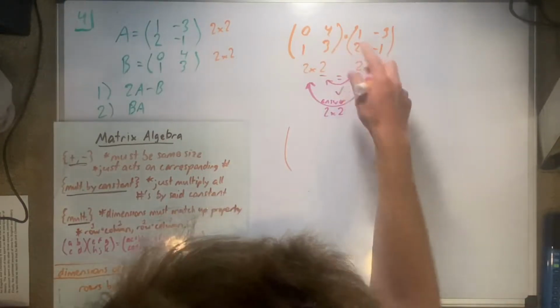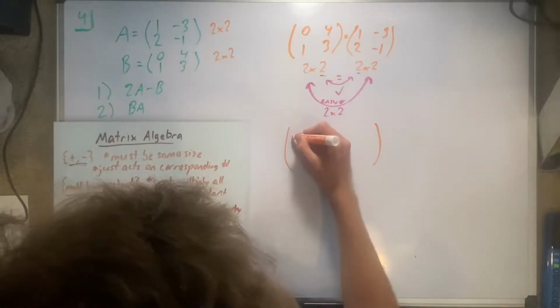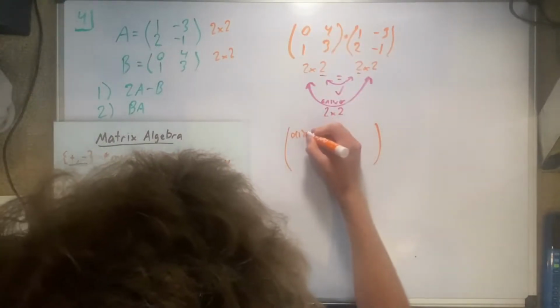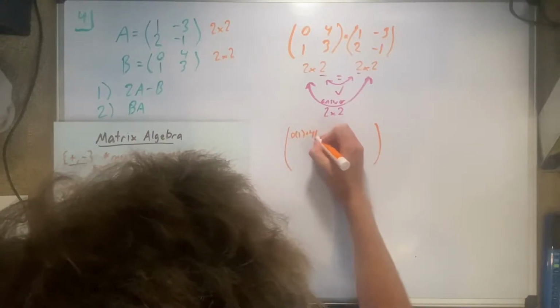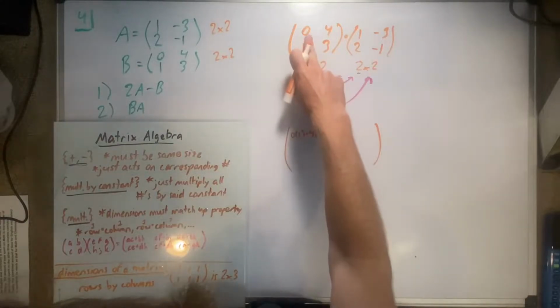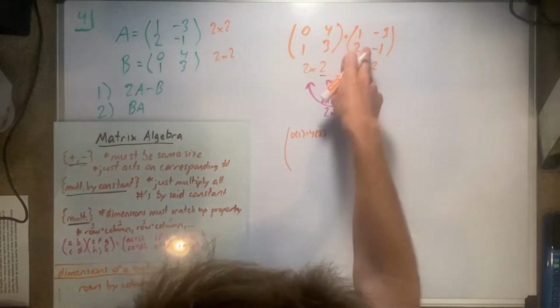Yeah, that doesn't make too much sense. So we're going to go 0 times 1, 0 times 1 plus 4 times 2. So we're going row by row, column by column. Okay? Now our next one is going to be row by row, and then the other column by column.